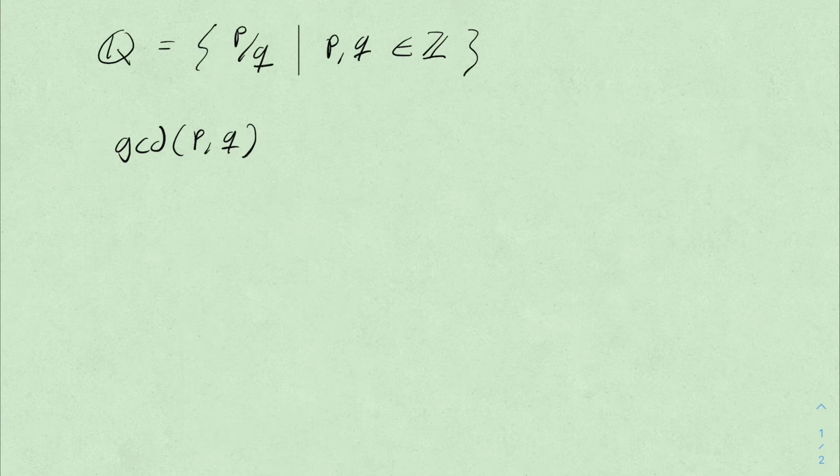This means you're finding the largest integer that can divide both p and q evenly. So let's do an example. So we have the greatest common divisor of 2 and 4 is 2, because 2 is the largest number that divides both 2 and 4 evenly.